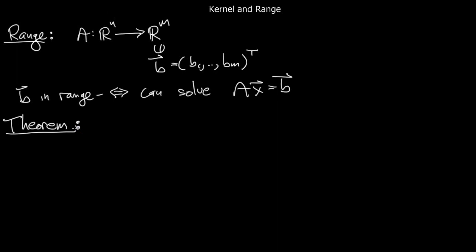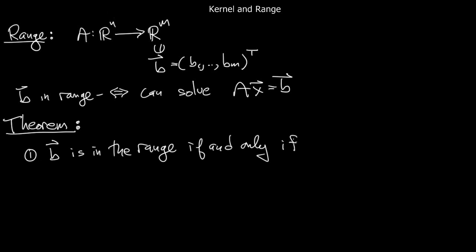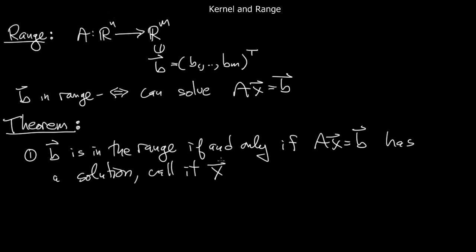And we've talked quite a lot about solving such an equation. And there's an important theorem here, which is the following. First of all, b is in the range of A if and only if this equation has a solution. Well, okay, that's just repeating myself. That's sort of obvious. And pick one of those solutions and call it x star. Okay, so you have one solution.